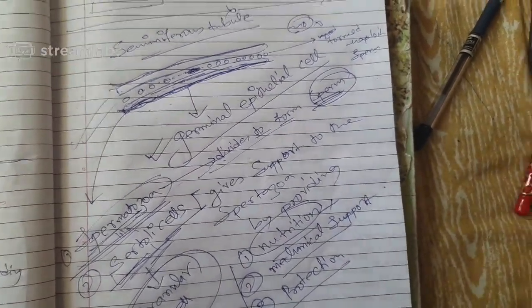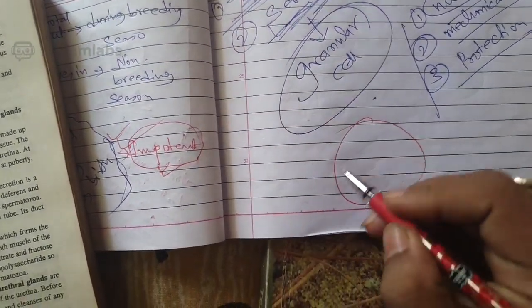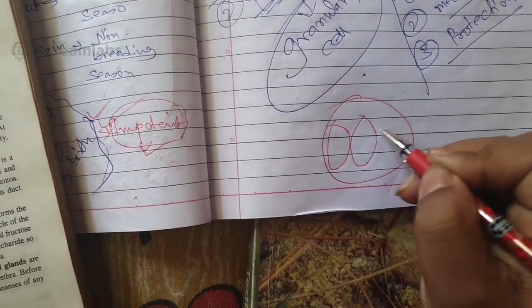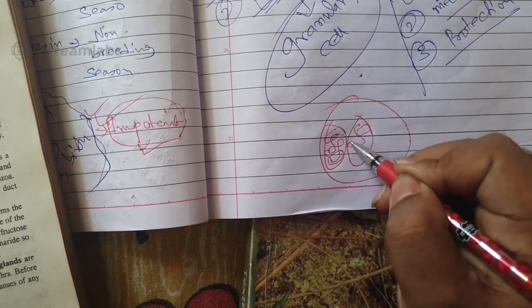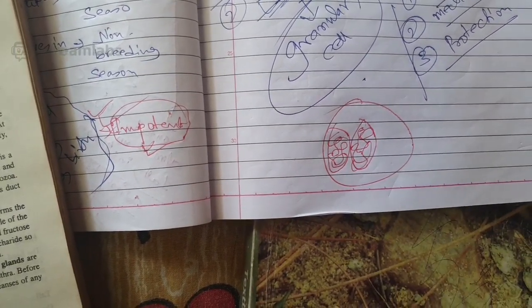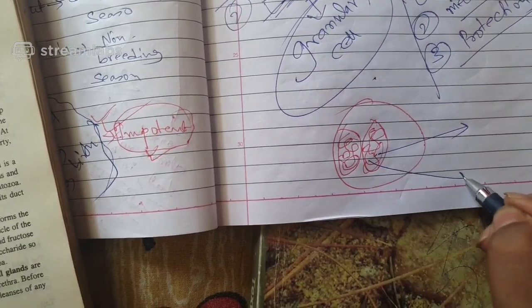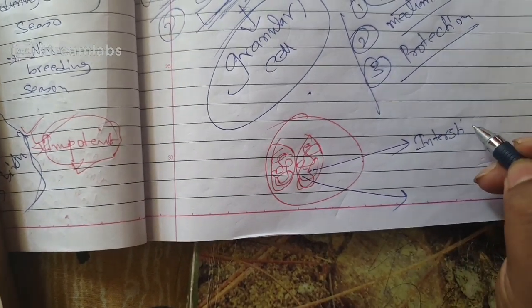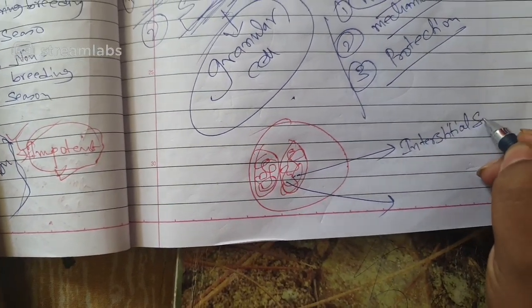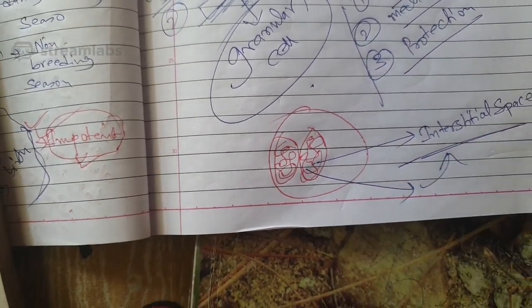And I wanted to mention one more thing. Suppose this is the testis, and these are the lobules of the testes. The seminiferous tubule is highly coiled, and there are spaces inside the testis between the tubules. These spaces are known as interstitial spaces. Okay, suppose there is this thing.